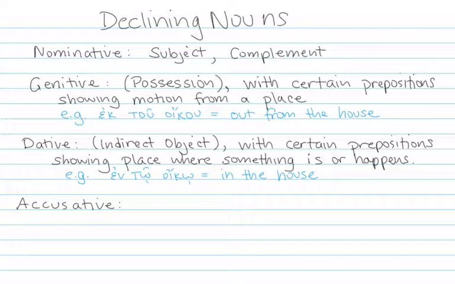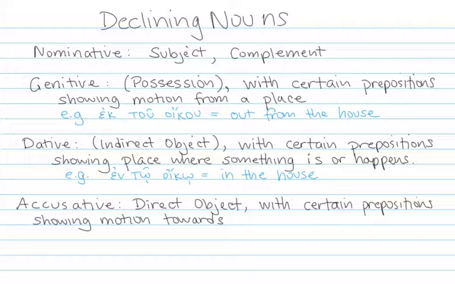We've already seen the accusative, and we know that it can be used as the direct object of the verb. We also saw in the last chapter that it can be used with certain prepositions showing motion towards. So, for example, I walk pros ton oikon means I walk towards the house.